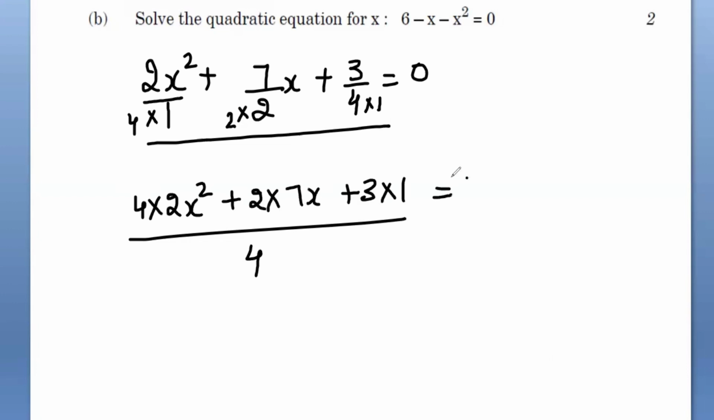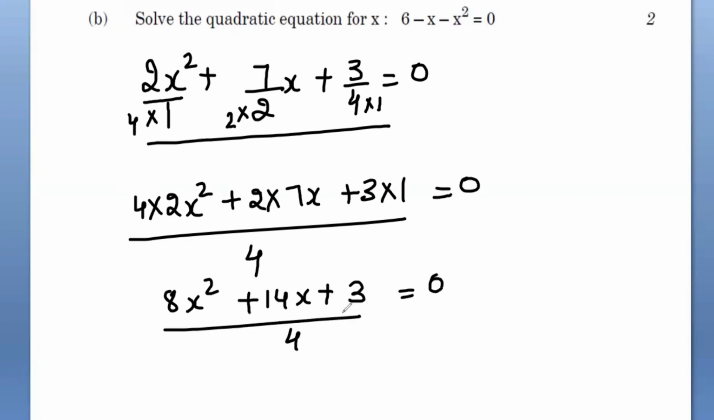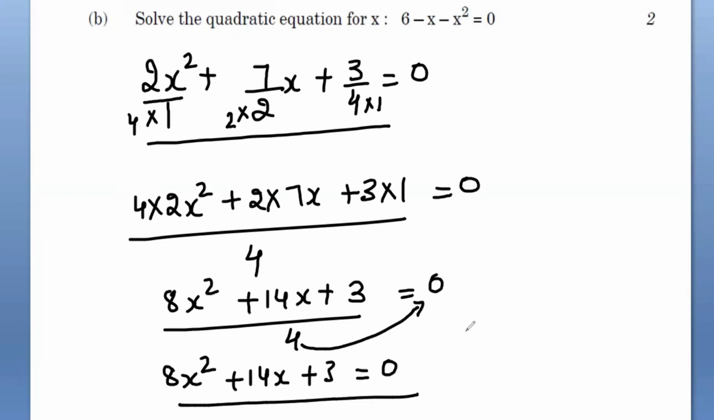I hope you already know how to solve fractions. 8x squared plus 14x plus 3 over 4 is equal to 0. We will take this 4 to the other side and we get 8x squared plus 14x plus 3 equals 0. Now you can simply solve this equation using the quadratic formula, which is x equals minus b plus minus root b squared minus 4ac over 2a.